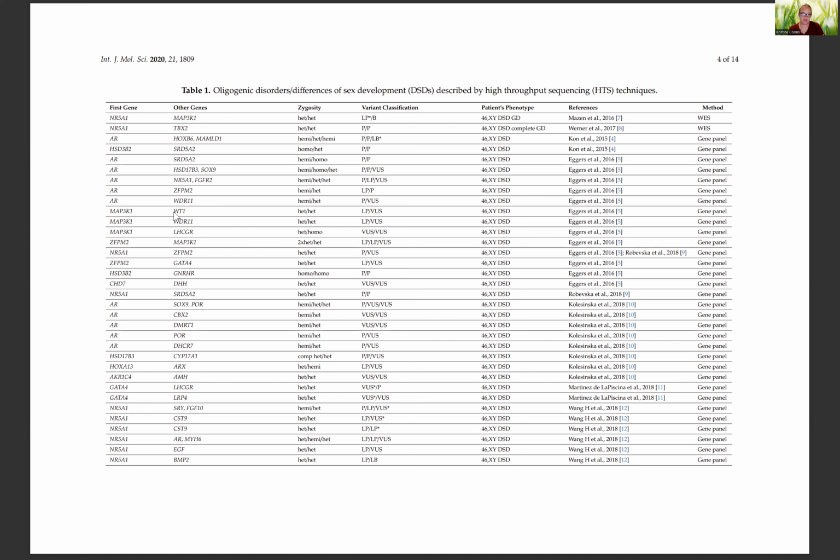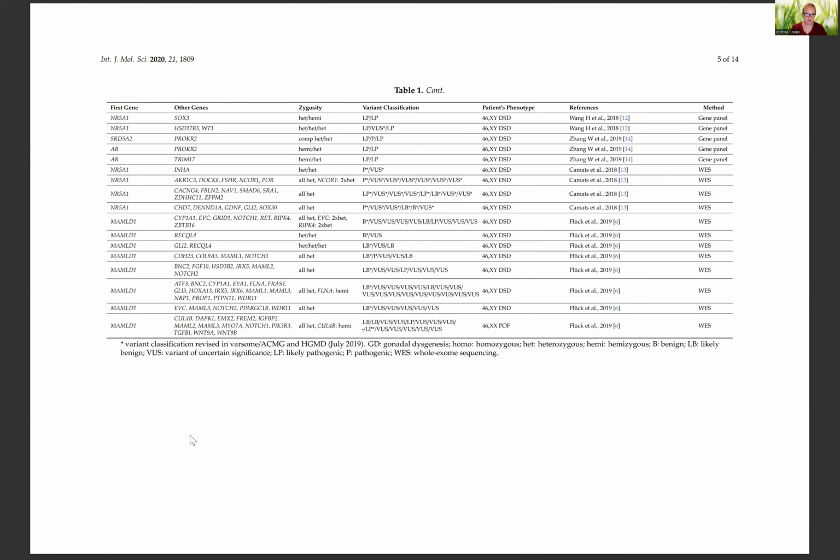But each one of these genes, WT1 and GATA4, very much have a role in male or female development. Again, here's androgen receptor, there's the SRY gene. It becomes much more complicated now that we've added multiple genes into these sequences. And this table goes down a little bit farther.